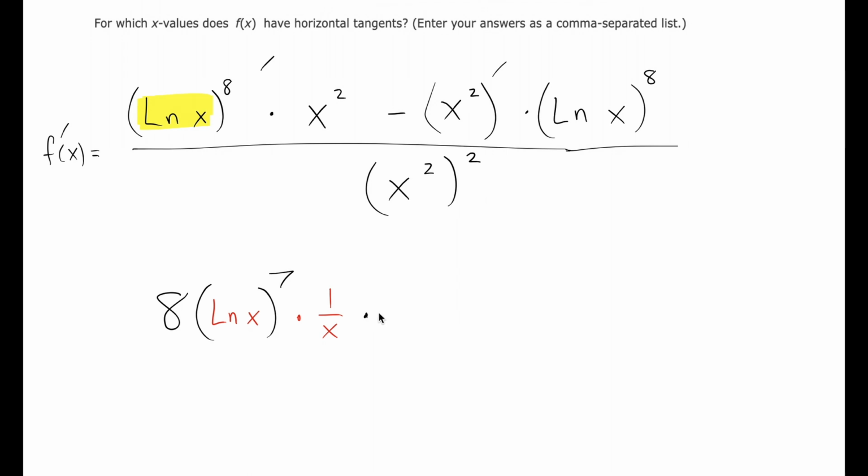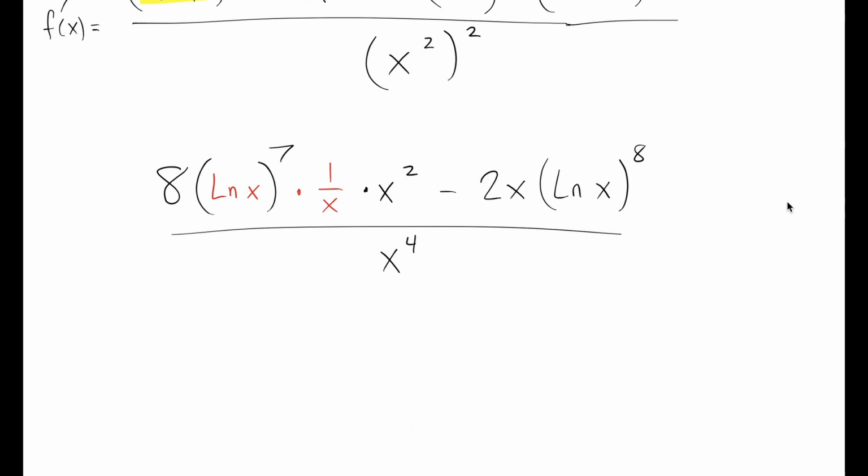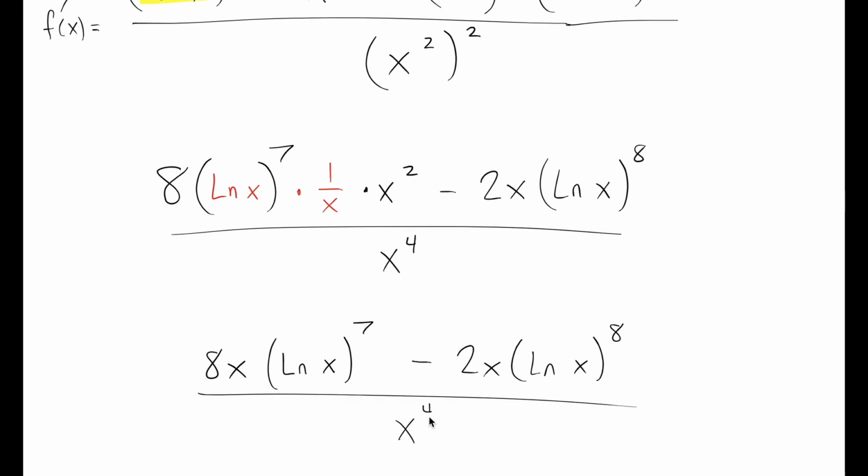So then we'll leave the x squared as is. Here, derivative of x squared is 2x. And then we'll have that all over x to the 4th. Could simplify a little bit, but not too much. This will become 8x (ln x)^7 minus 2x (ln x)^8 over x to the 4th.